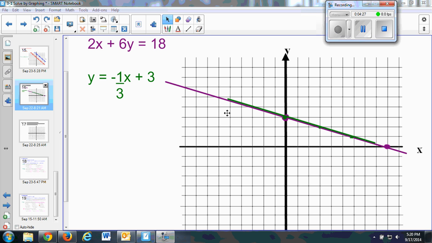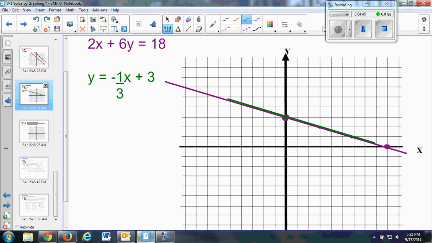Now this would be an example of infinite solutions, because you'll see here you have the purple line for the purple equation, the green line for the green equation, and the lines literally lay on top of one another, the exact same equation. So this would be under infinite solutions. We'll write that in there.